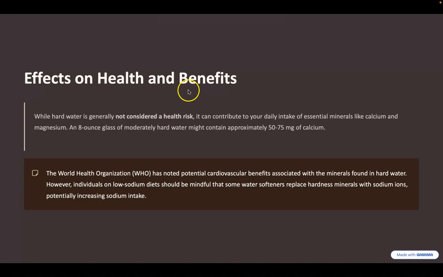The World Health Organization has noticed potential cardiovascular benefits associated with the minerals found in hard water. However, individuals on low sodium diets should be mindful that some of the water softeners replace the hardness minerals with sodium ions, potentially increasing sodium intake. Like I told you, the zeolite process and the lime soda process, both of these things may increase the sodium intake in the body.